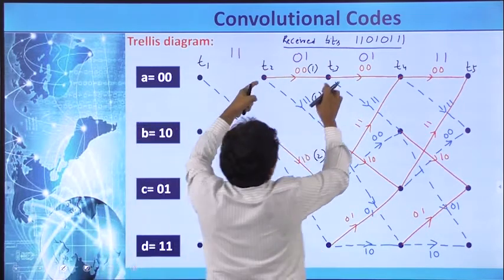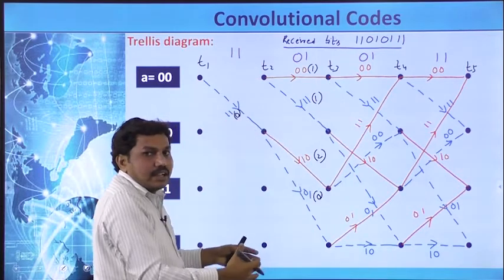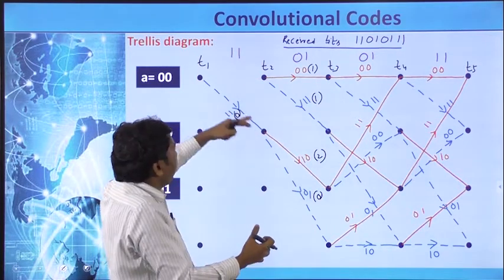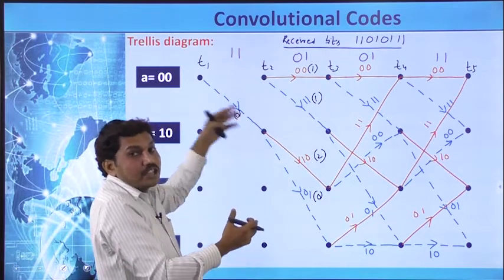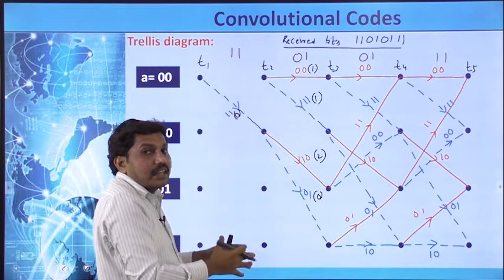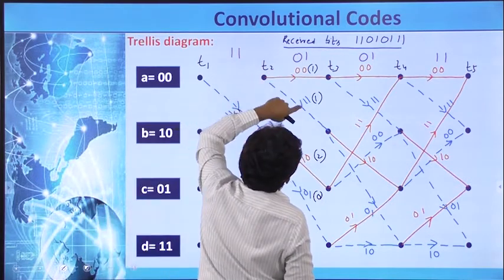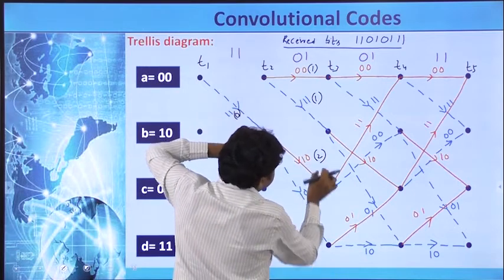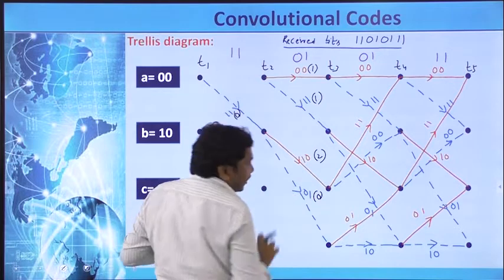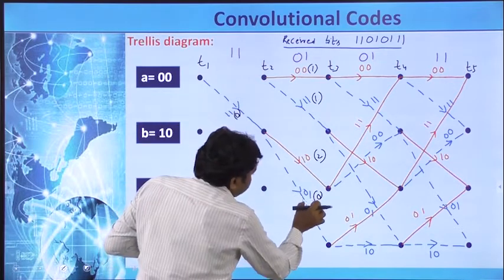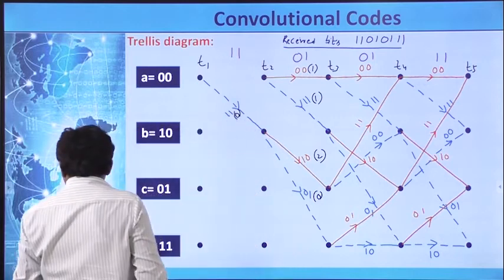So between T2 and T3 stage, you can identify the branch that is connected to the previous path, that is connected to the previous branch, that must have the least metric. So here this is 1, this one is 1, here the Hamming distance is 2, this one is 0. So out of these 4, this one has the least metric. So restore this branch as it is and discard the remaining branches.